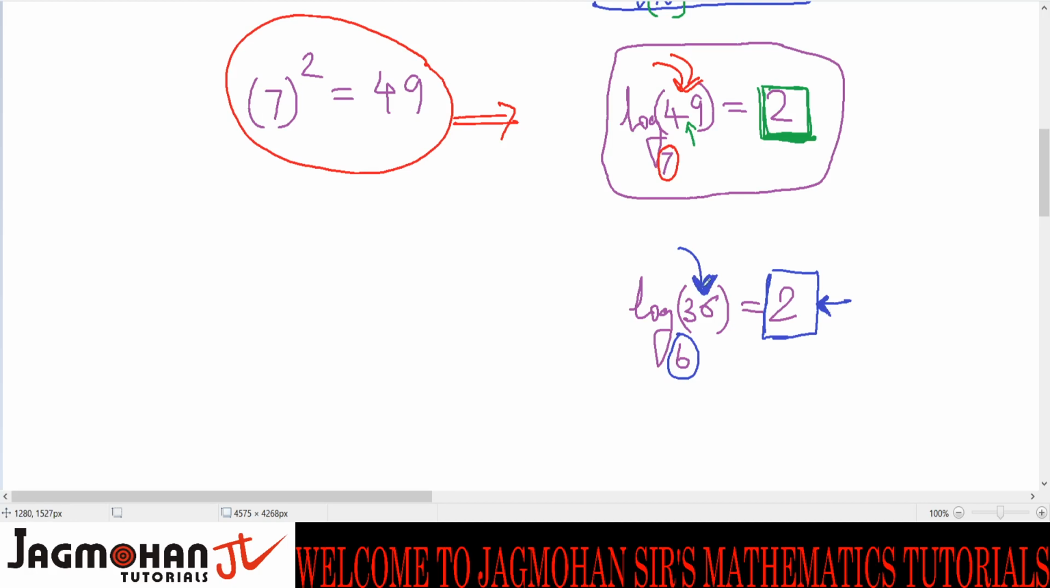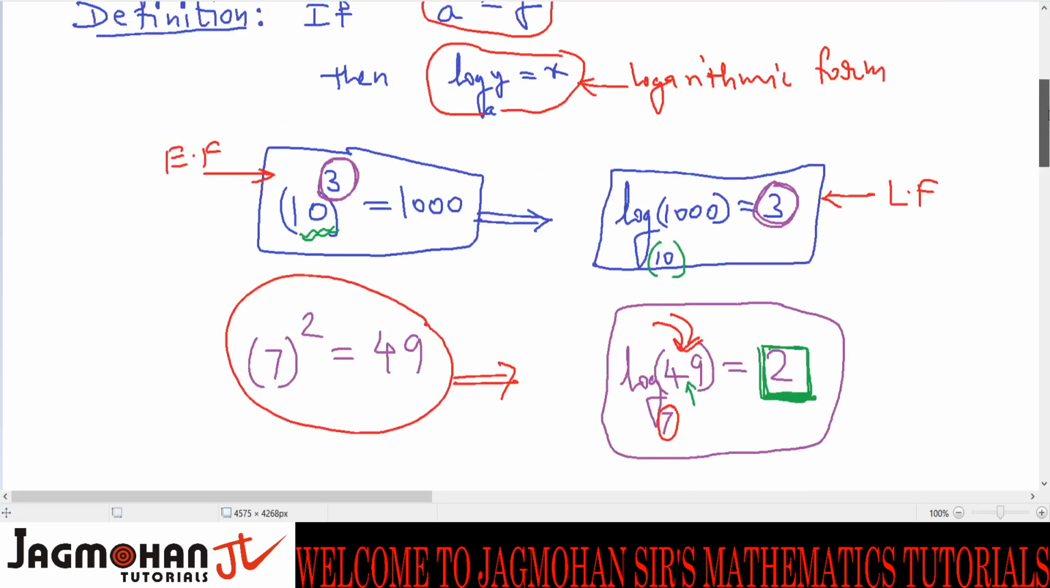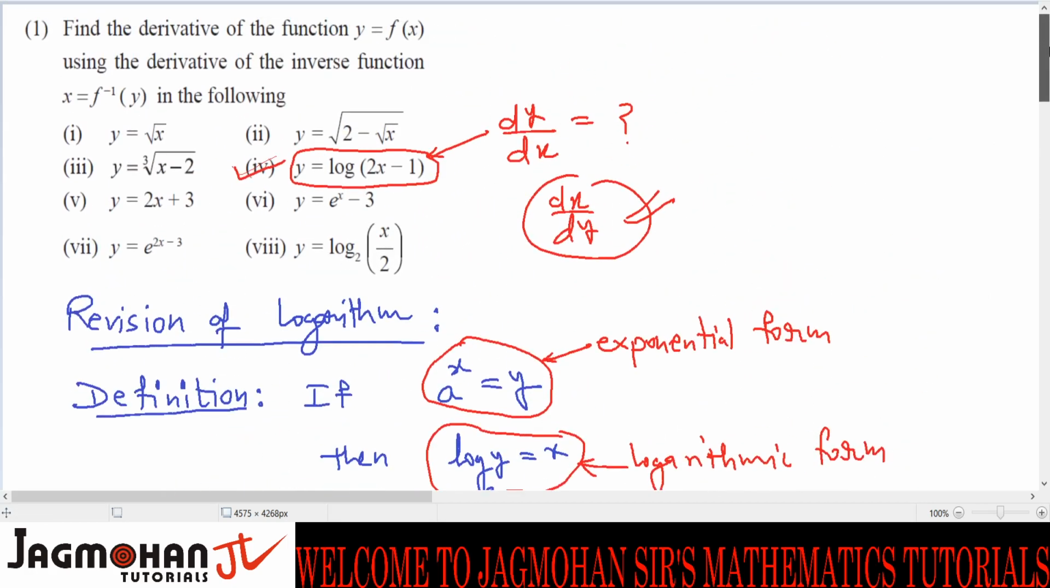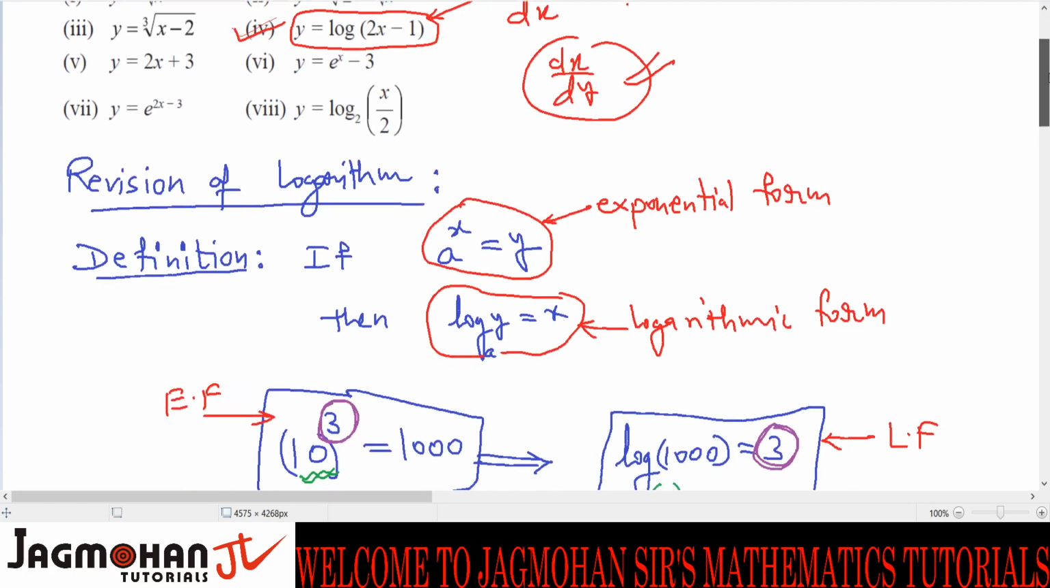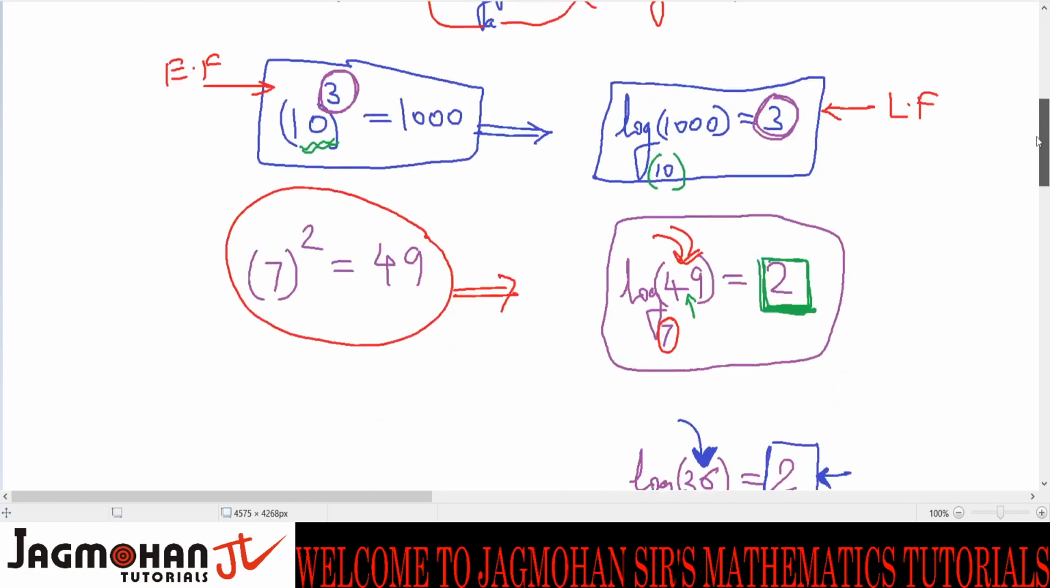Okay, is that clear? This number whose logarithm is being found is also known as argument. 36 is also known as argument. 49 is argument. Okay, so students, we can now solve question number 4. y equals log of 2x minus 1.